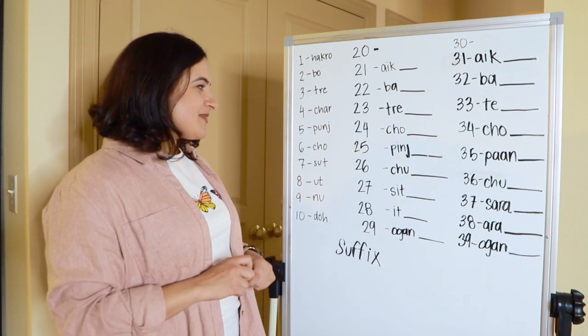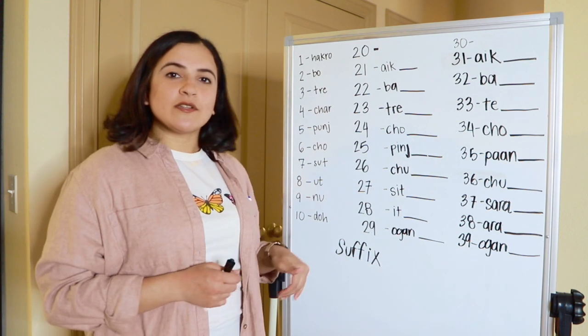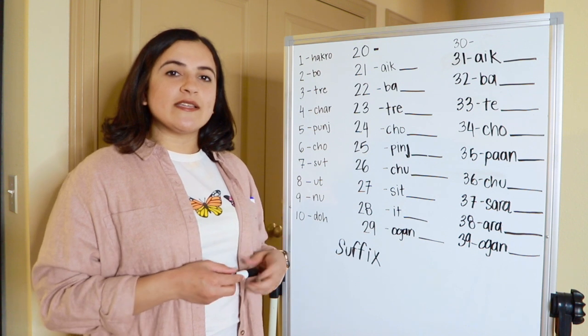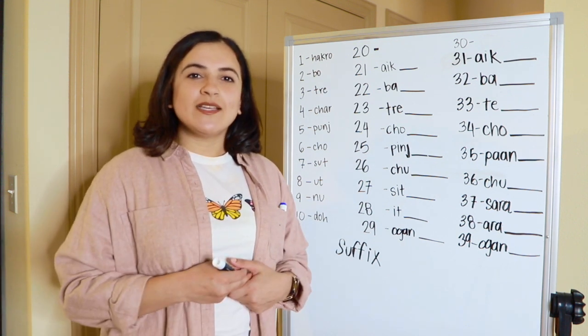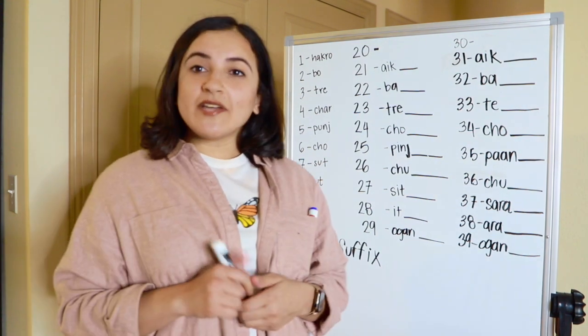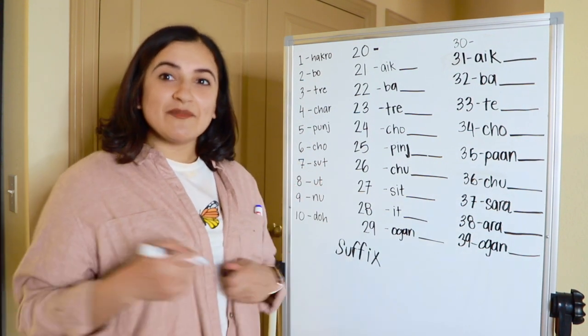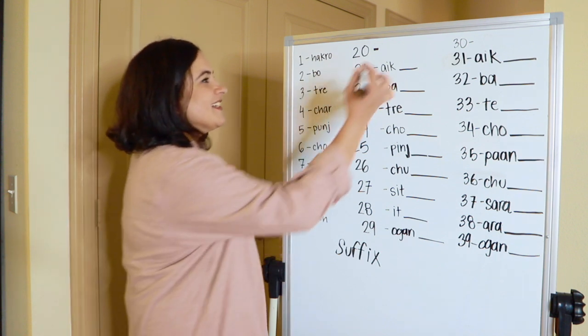Ogan. Now that we've gone through all the root words, we're going to go ahead and look at the 20s number set and see how we can add on the suffix and create some words. So many of you guys already know this, but 20 in Memoni is V. Right?